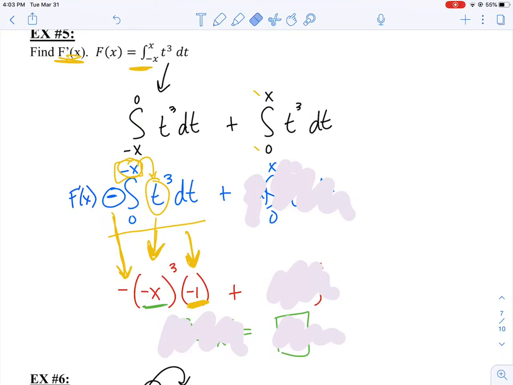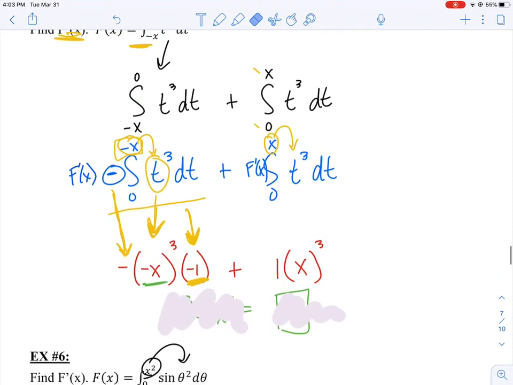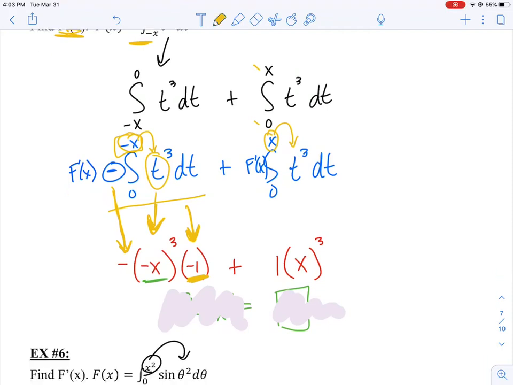Okay? I'm going to do the same thing for the other piece. If I'm taking the derivative of this antiderivative, then I should be able to use that fundamental theorem of calculus that says they're inverse functions of each other. I should be able to take this upper limit, plug it in, multiply by the derivative of that upper limit, which is just 1, and so I end up getting a 1 times x cubed. So in this second piece, I have a negative x cubed.